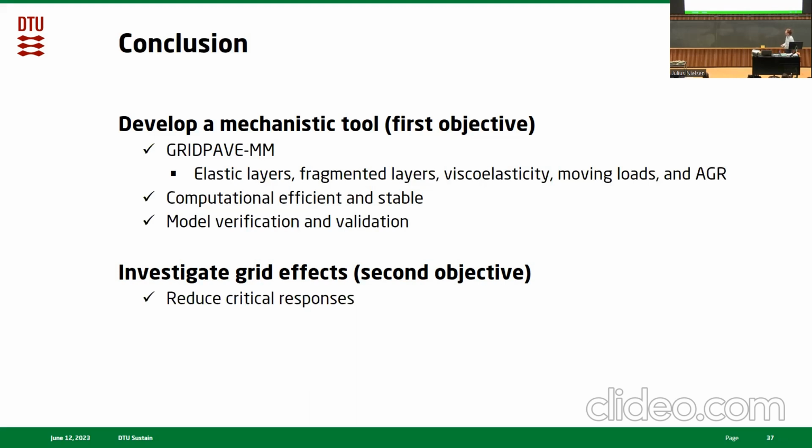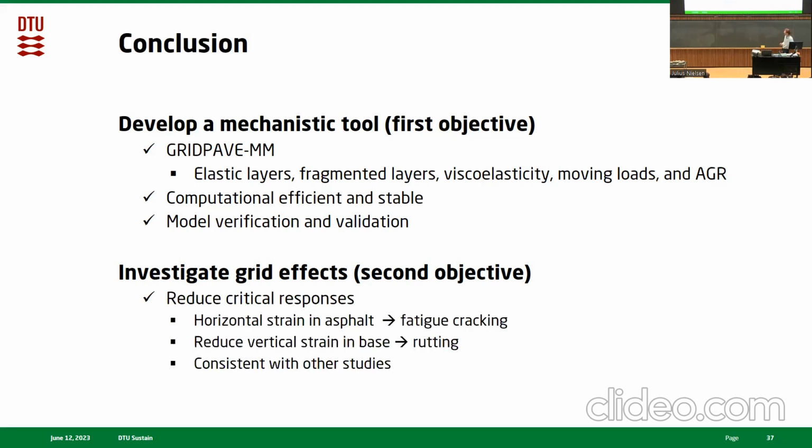In terms of investigating the grid effects, which was the second objective, we could model that the grid could reduce some critical responses, such as horizontal strains in the asphalt and vertical strains in the base, which are linked to fatigue cracking and rutting. And these results are consistent with other experimental studies. And finally, we also saw that this grid effect is dependent on the temperature conditions and also the load speed conditions.